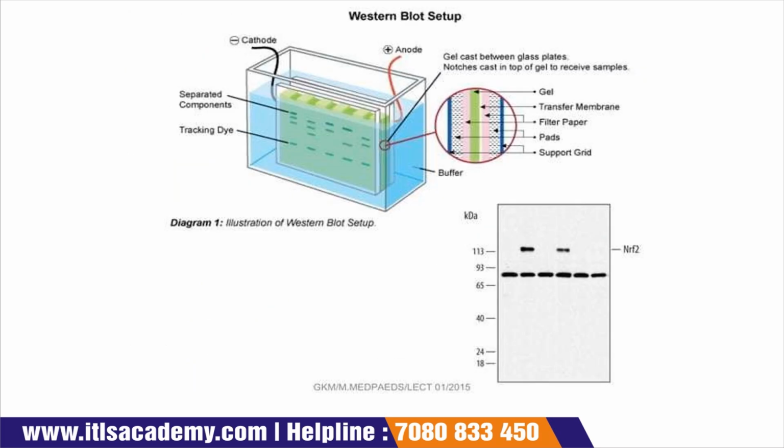This is the diagram of the Western blot. This is your cathode, this is your anode, this is your separated compound tracking dye. If we see this membrane, then this green part is the gel, the outer covering of the green part is the transfer membrane, the pink part is the filter papers, the blue with white are the pads, and the blue is the support grid. So this is the diagram of the Western blot, or you can say this is the setup of the Western blot.